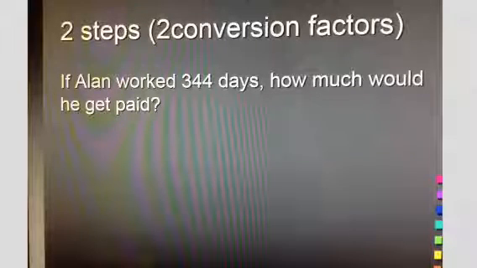This is an explanation of how to do a factor label conversion with more than one step to it. So you start out the same way you do with a one step, which is to make an answer line and put the label that you're trying to get to. So if I go back and read the question, it says how much would he get paid? So I'm assuming we're talking money here, or you can say pay, either one for your label.